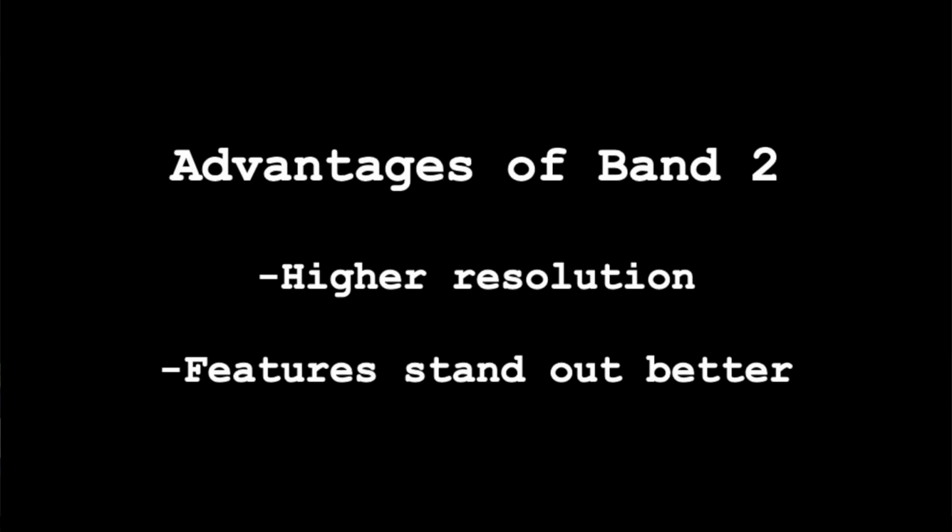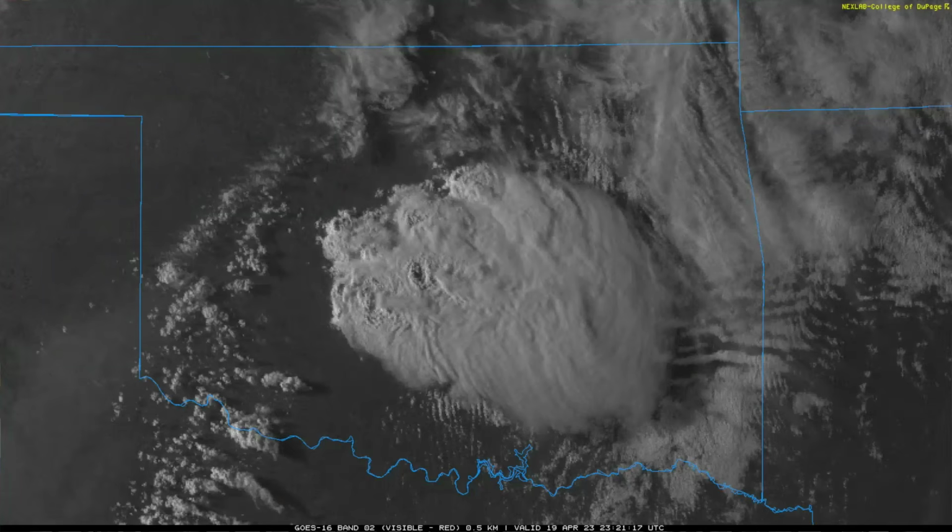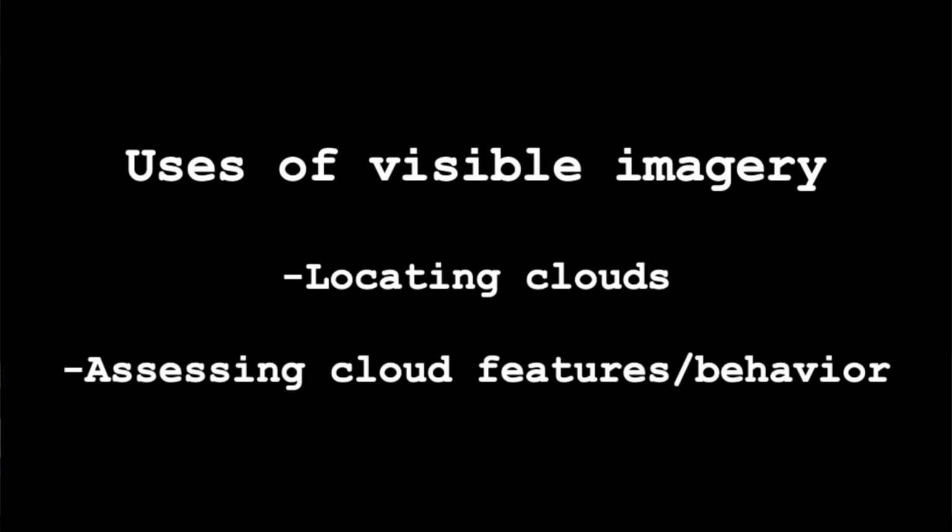You're going to get slightly sharper imagery with band 2 than you are with band 1. Band 2 has the finest resolution of any of the 16 satellite bands, so it's excellent for severe weather analysis. And what you want to use visible imagery for is to locate clouds. You can look at where clouds are, how they're organized, what their movement is, and other behaviors.